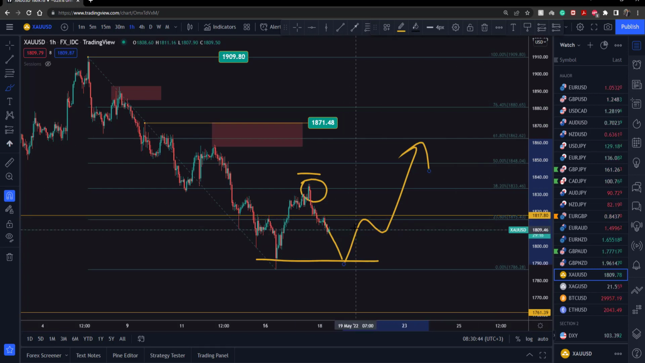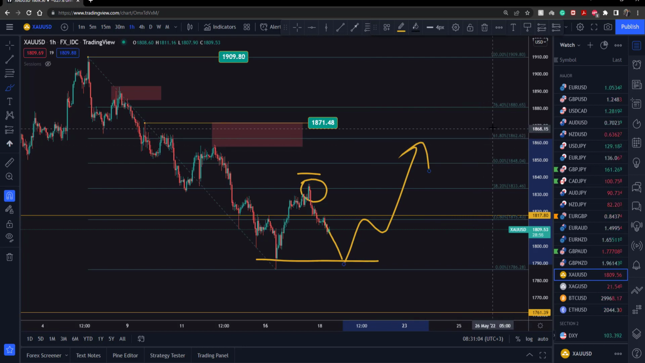All right, so we are still in a downtrend, we're still looking for selling opportunities. However, me personally, I'm going to be looking for those entries at higher levels such as 1860, maybe even 1850.